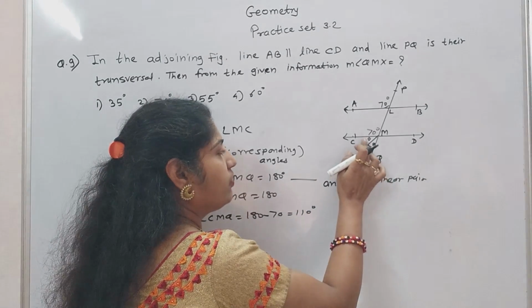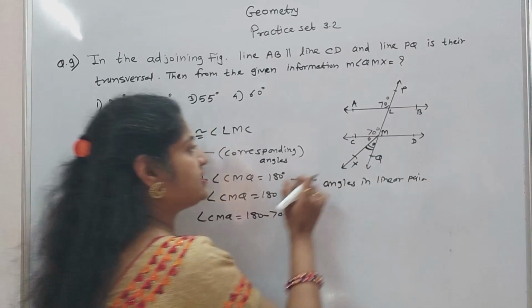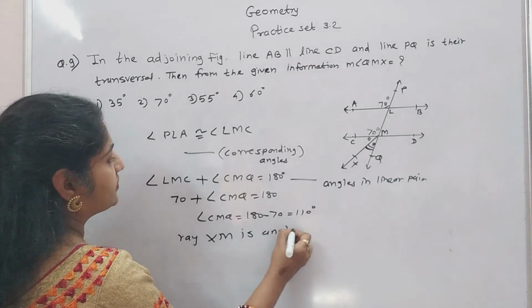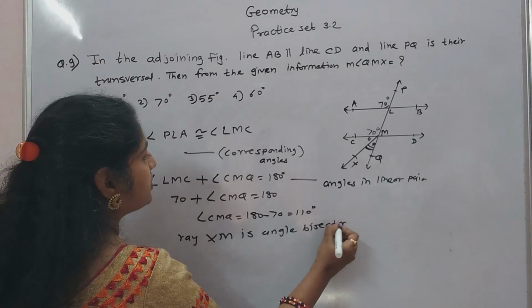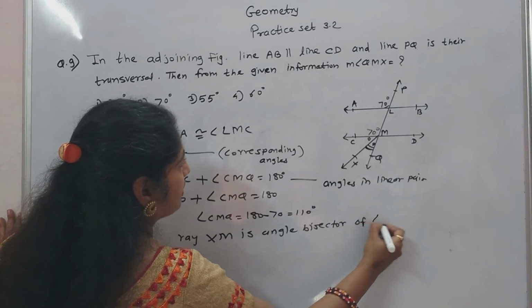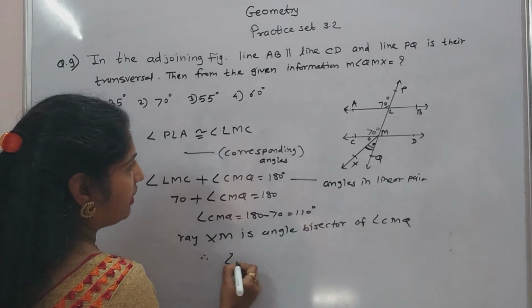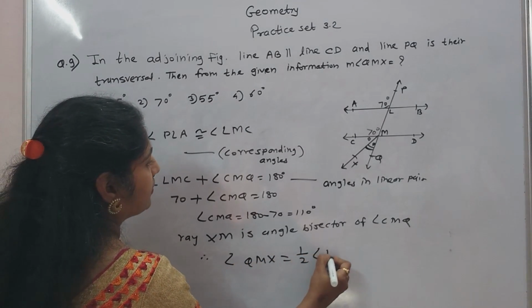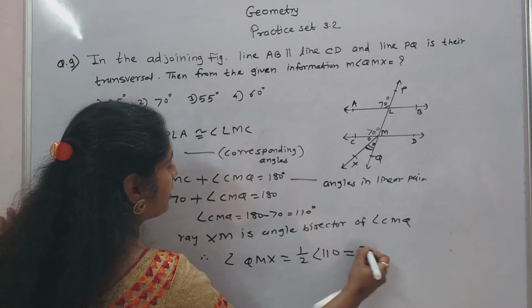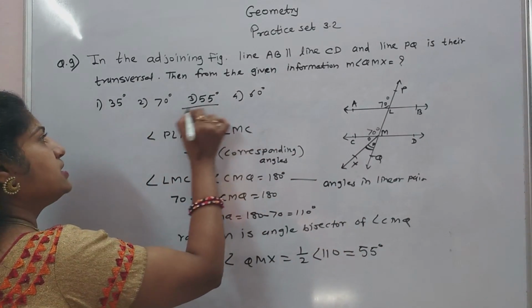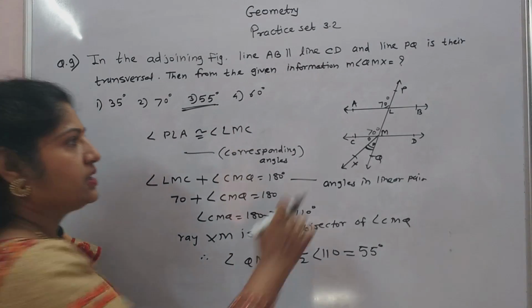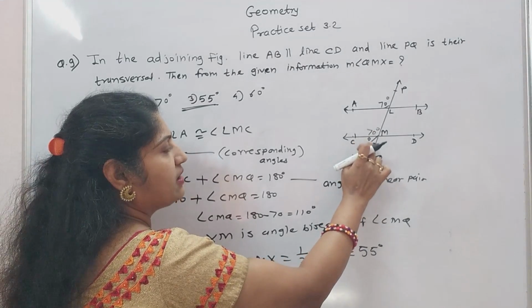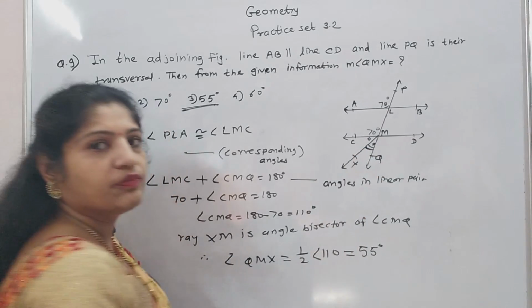But we are given the information that this is the angle bisector. Ray XM is the angle bisector of angle CMQ. So angle QMX equal to half of that angle, half of 110, 55. So our answer is option number 3. The sum of these two angles, 70 and 110, is 180. So this angle is 110 and half of that is 55.